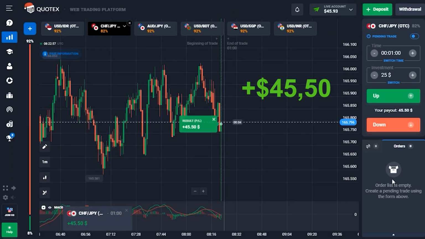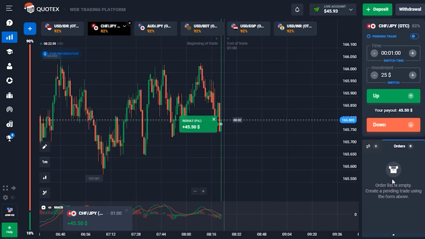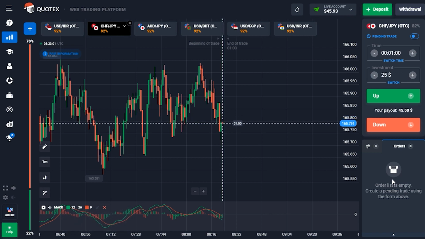I'm in profit. The price has increased. As usual, I was right. A pretty good solution. As you can see, my balance is growing step by step. Let's move on to the Australian dollar and Japanese yen currency pair.